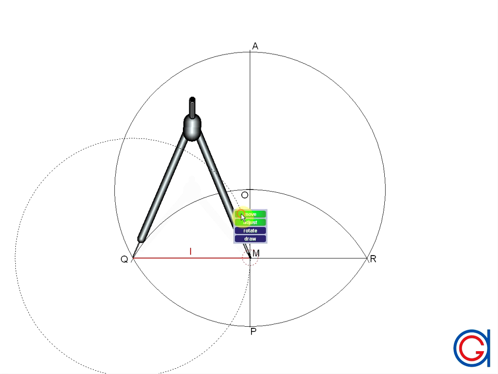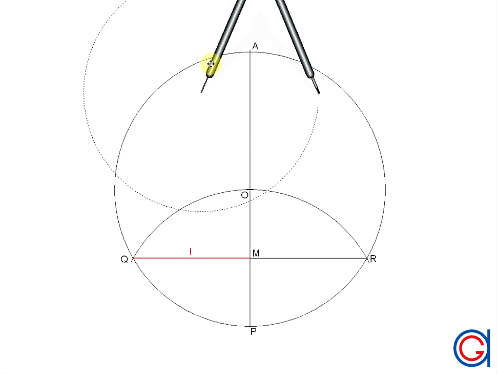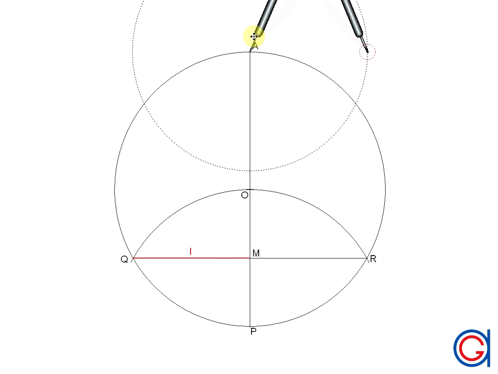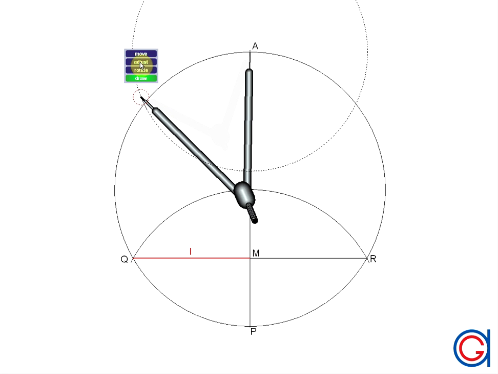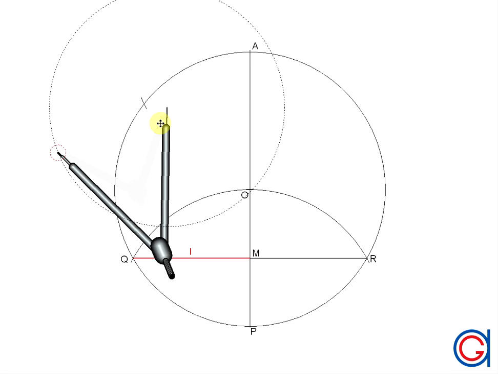So the next step is setting our compass to the length QM, for example, and we will put our compass on point A of the circumference and continue to scribe 7 arcs, which will be the vertices of our heptagon. So here we have our first arc.